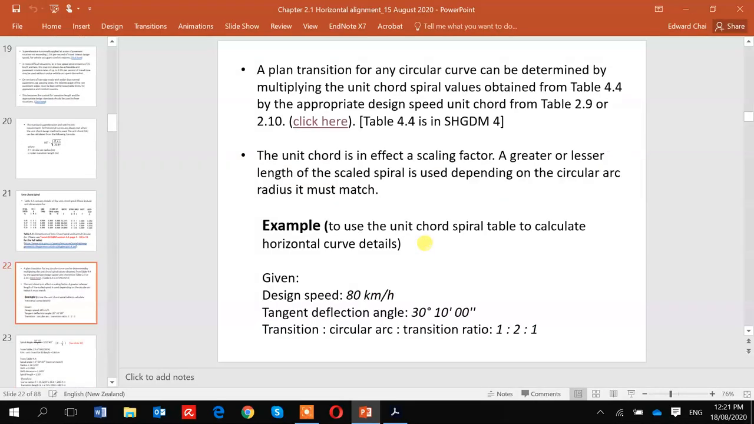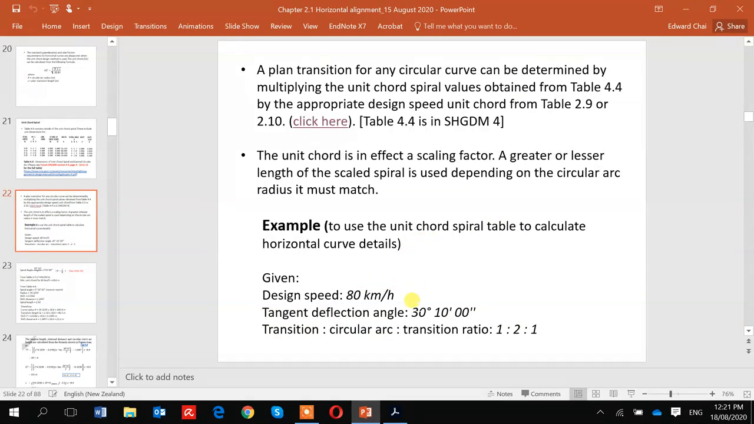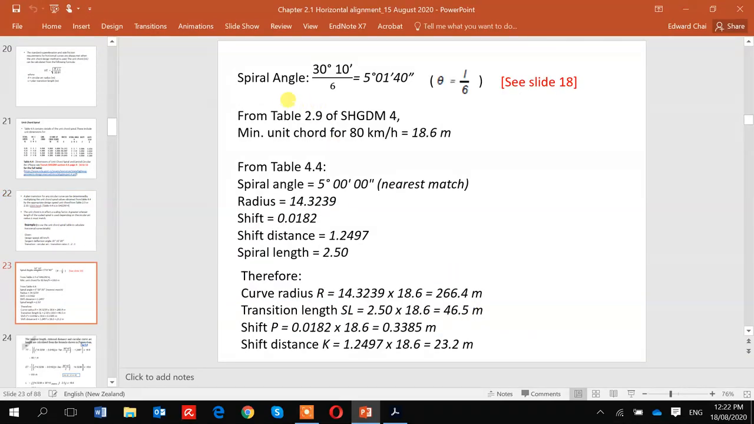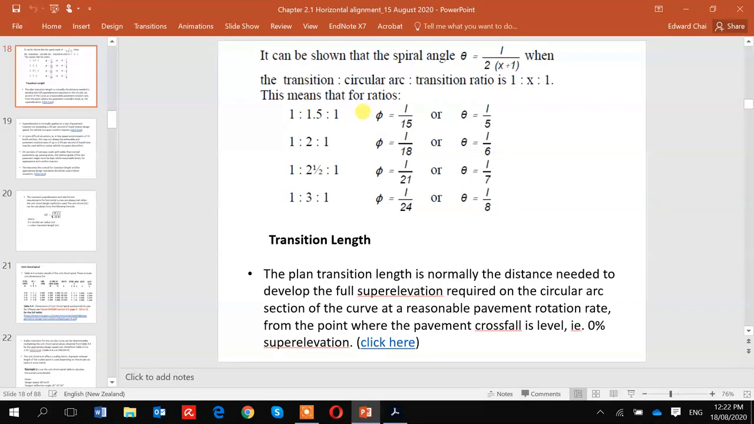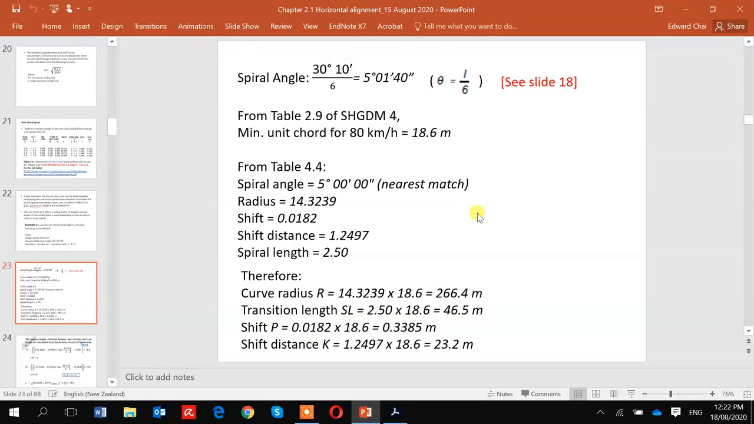So I just fast forward. You saw just now in this example we have the tangent deflection angle, and then the ratio transition, circular, transition of 1 to 2 to 1, and then we get the spiral angle. This spiral angle you get from theta. Depending on the different ratio, we get theta equal to I divided by 5, or I divided by 6, or divided by 7 or 8. From this we get a spiral angle this much, and then we go to table 2.9, where we can get the unit code, let's say for 80k.